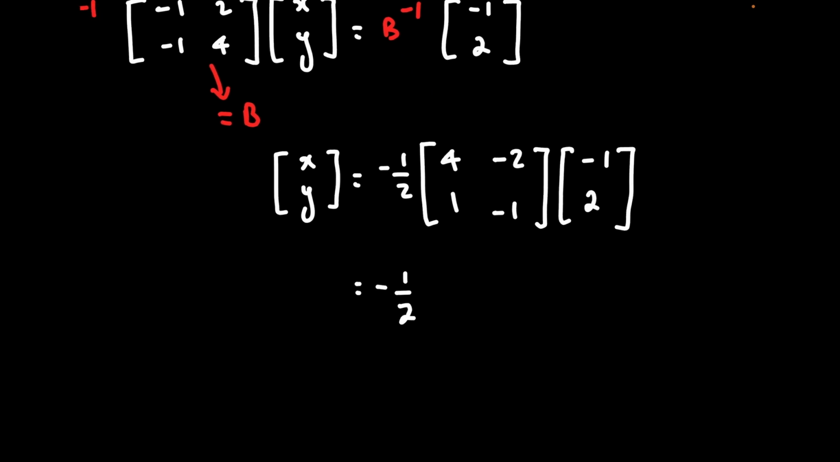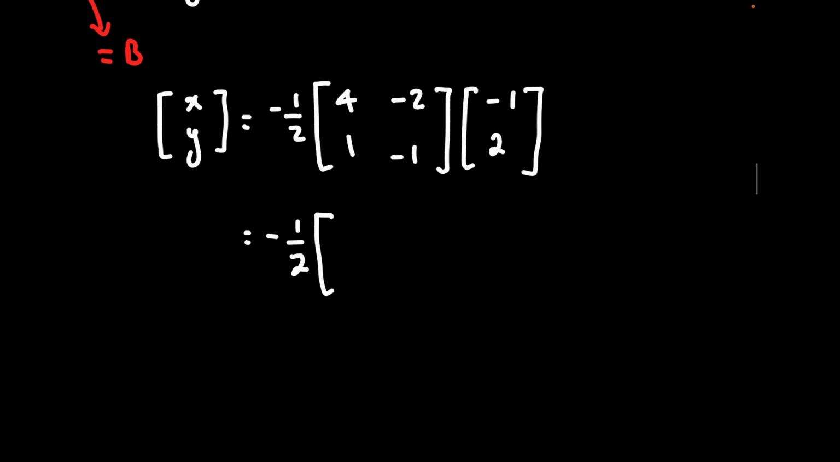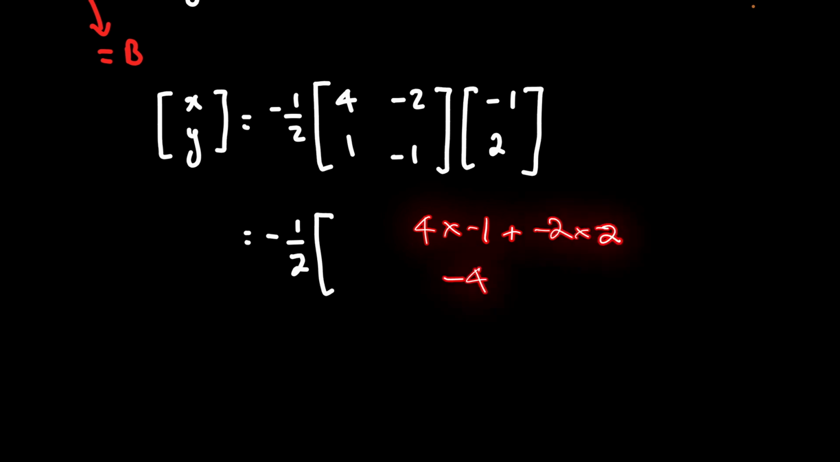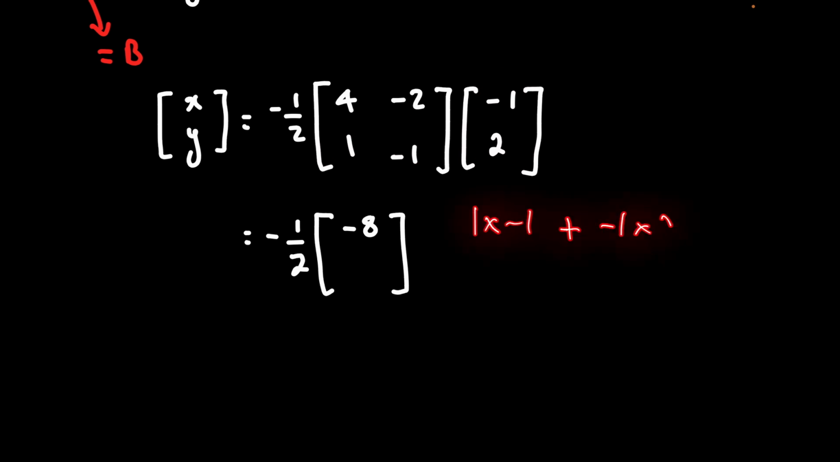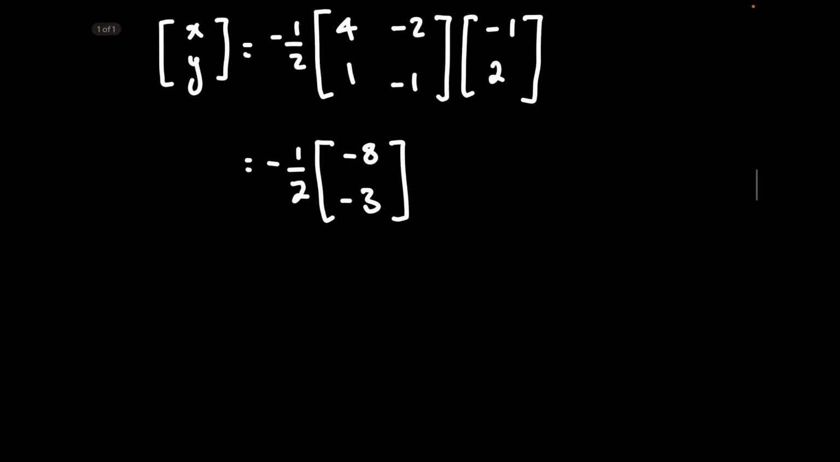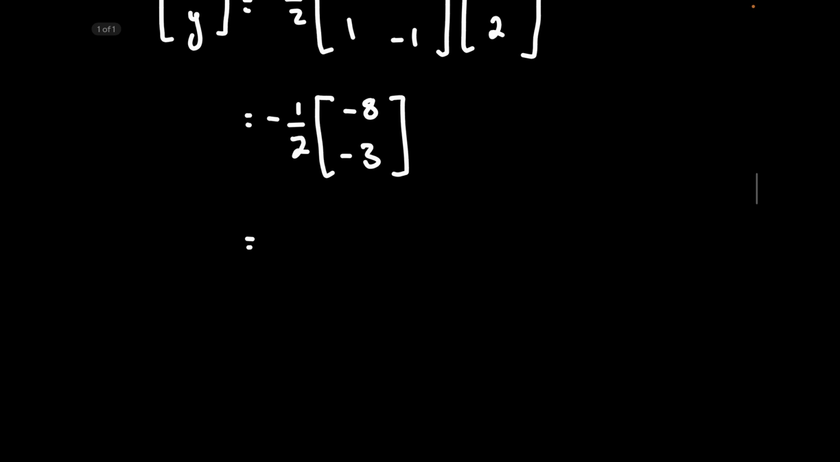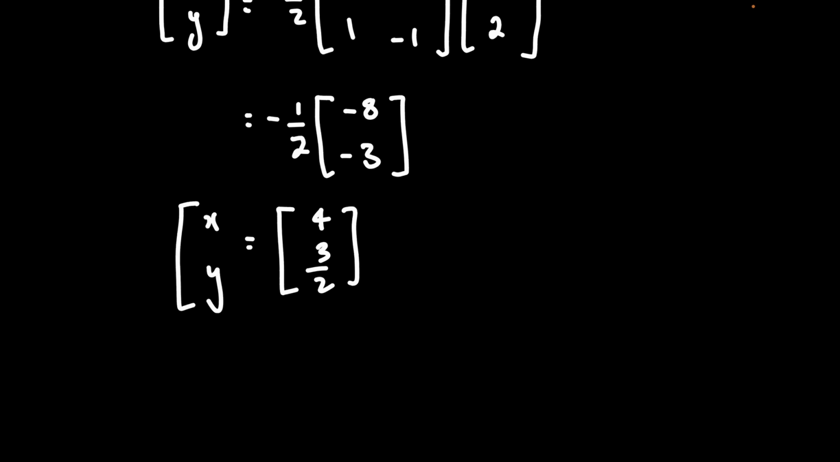And now we can multiply the 2 by 2 matrix with the 2 by 1 matrix. First row times the column, that's 4 times -1 plus -2 times 2. That'll give us -4 minus 4, so that's -8. Then we can do second row times the column, so 1 times -1 plus -1 times 2. That'll give us -1 take 2, or just -3. And this is the same thing if we expand the -1/2 as just 4 and 3 on 2. Okay, and that is our solution matrix over here.